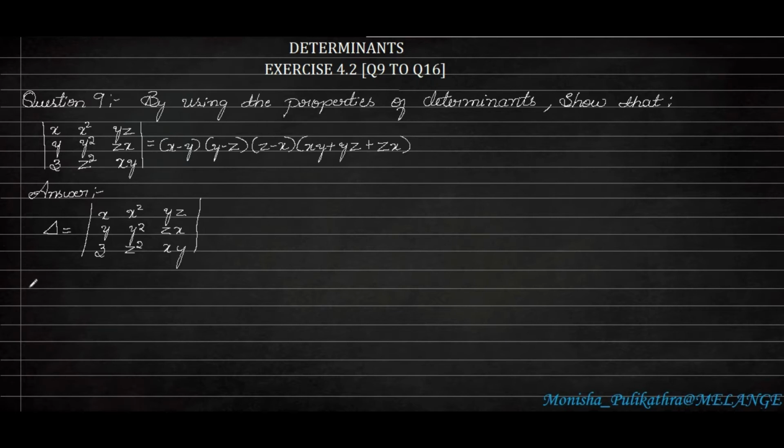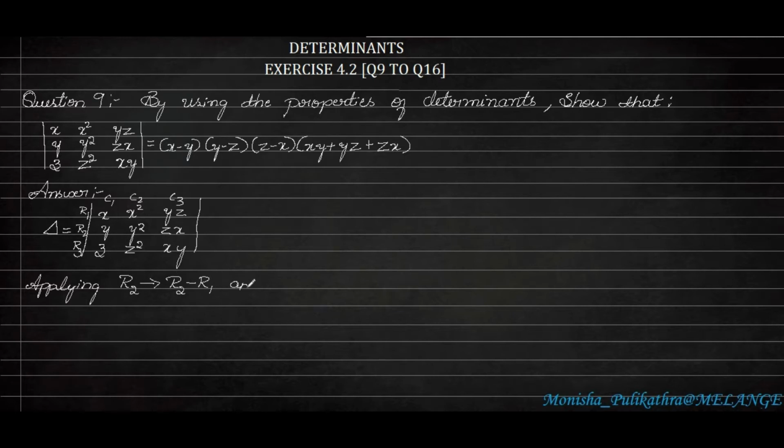Okay. First I will be applying R2, that is row 2. This is row 1, row 2 and row 3, and this is column 1, column 2 and column 3. So first I will be taking changes to only row 2. Row 2 is equal to R2 minus R1. That is the first change I am going to make in this.